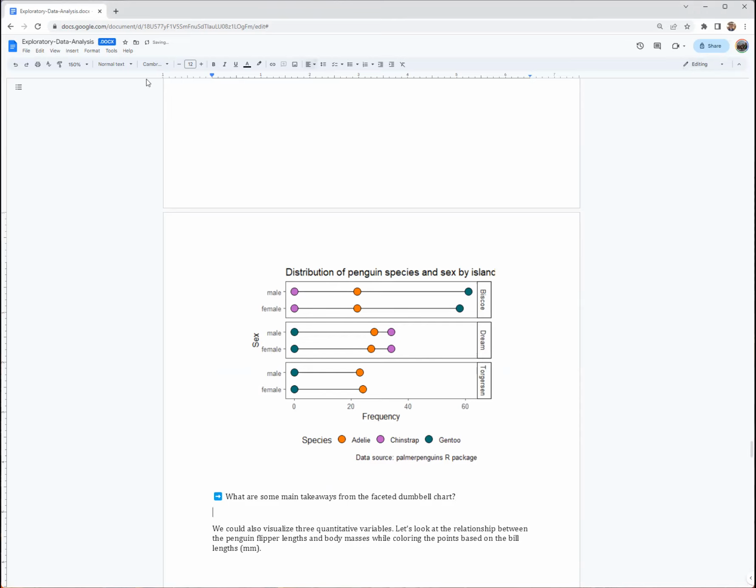So yeah, some main takeaways here. What can we say from this dumbbell chart? This shows us, for example, there's a lot of zeros. Okay, and looking at the Gentoo penguins, for example, they're all zeros except for Biscoe Island. So we can say Gentoo penguins were only found on Biscoe Island. That's one main takeaway for sure.